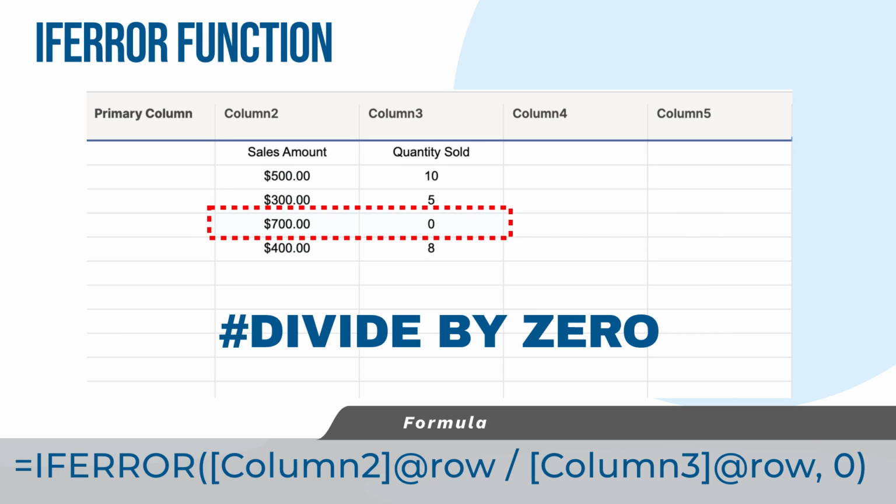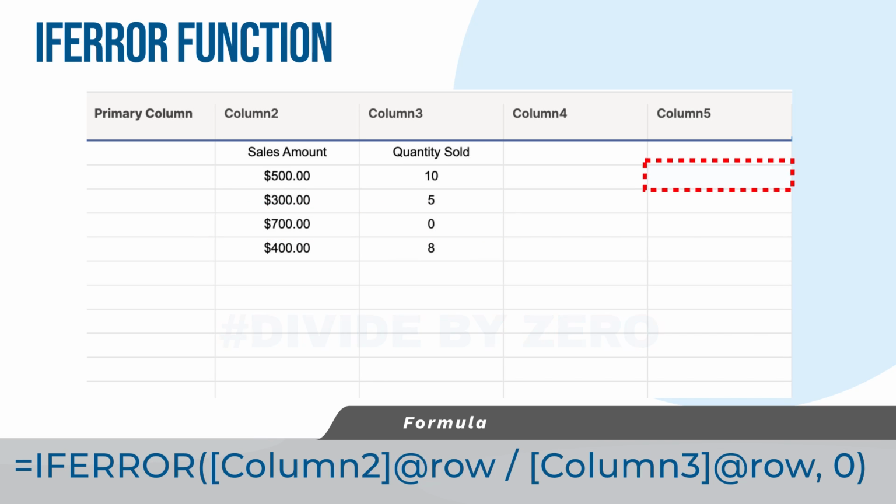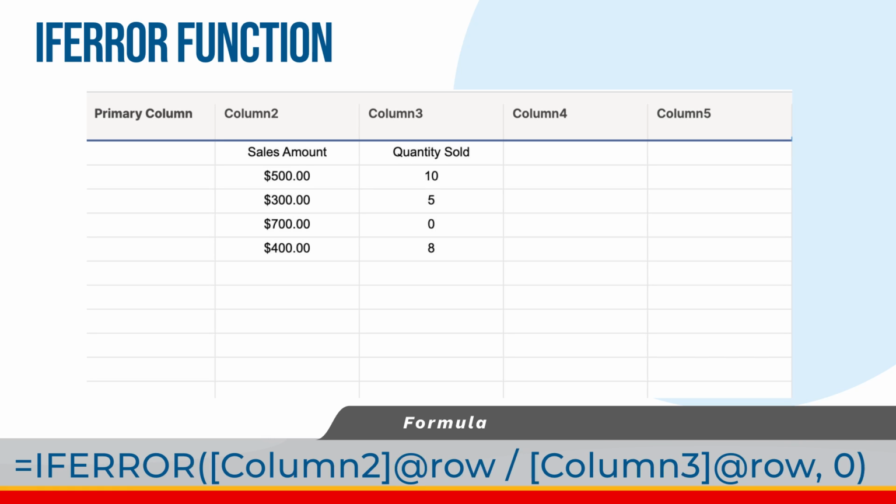In the cell where you want the result, we'll enter our formula to calculate the average sale price per unit, and we'll wrap it with the IFERROR function. Start by typing equals IFERROR. Next, we need to specify the formula we want to check for errors. In this case, it's the division of sales amount, column 2, by quantity sold, column 3. So, we type column 2/column 3.